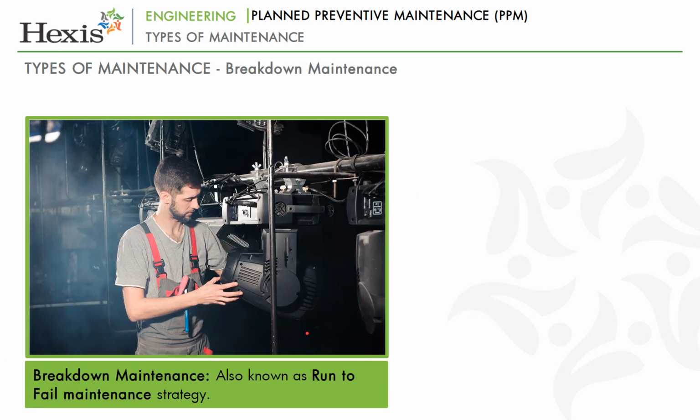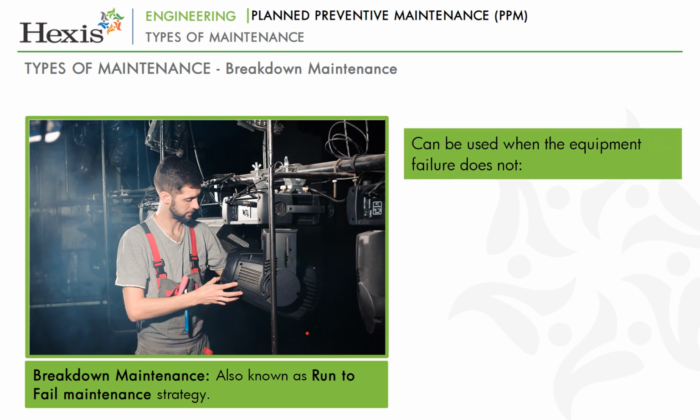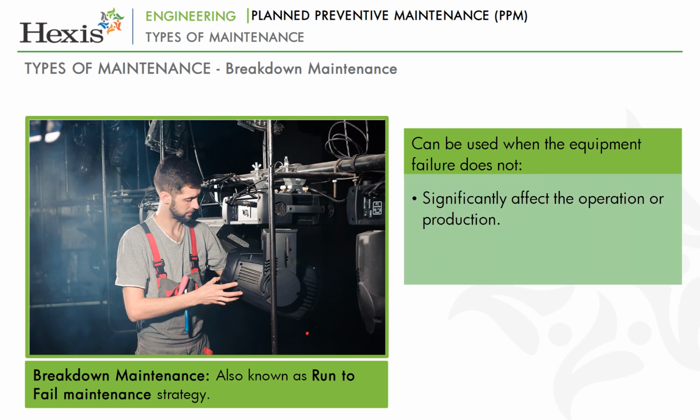Breakdown maintenance, also known as run-to-fail maintenance strategy, means that the equipment is allowed to run till it fails and then repaired or replaced. This type of maintenance can be used when the equipment failure does not significantly affect the operation or production or generate any significant loss other than repair costs.